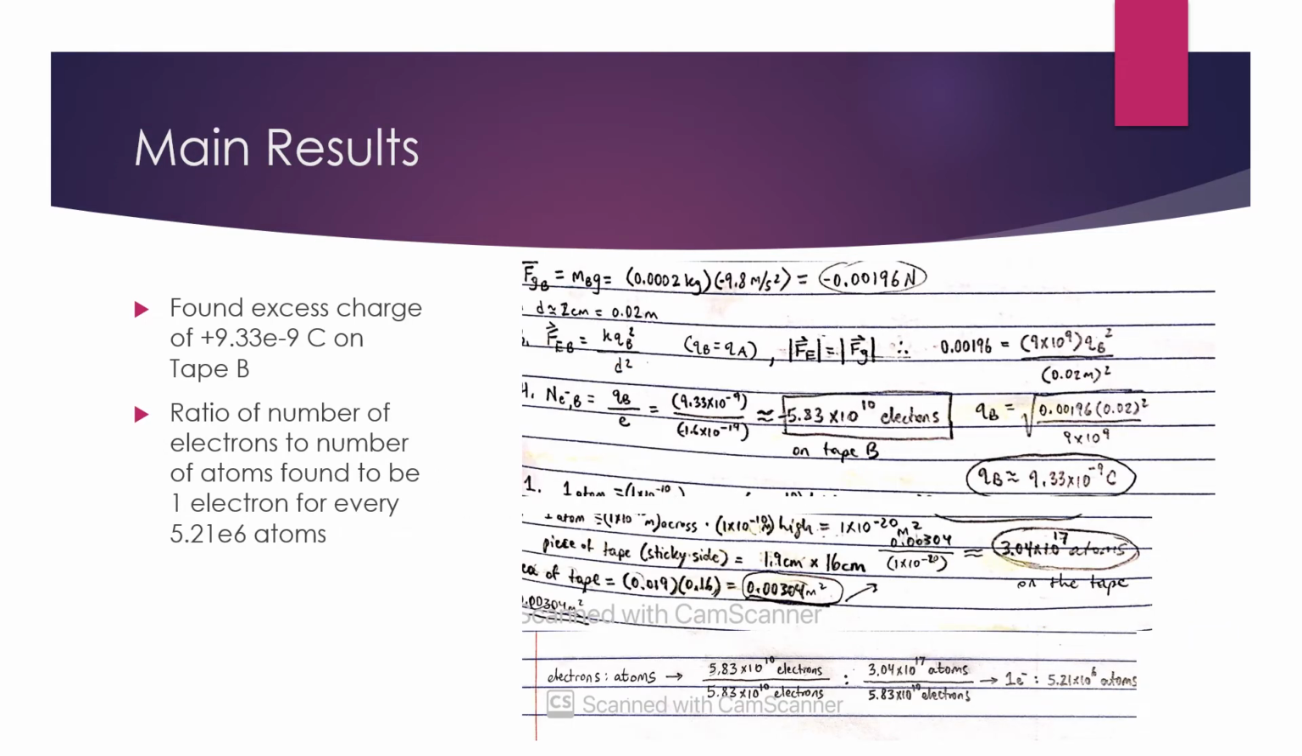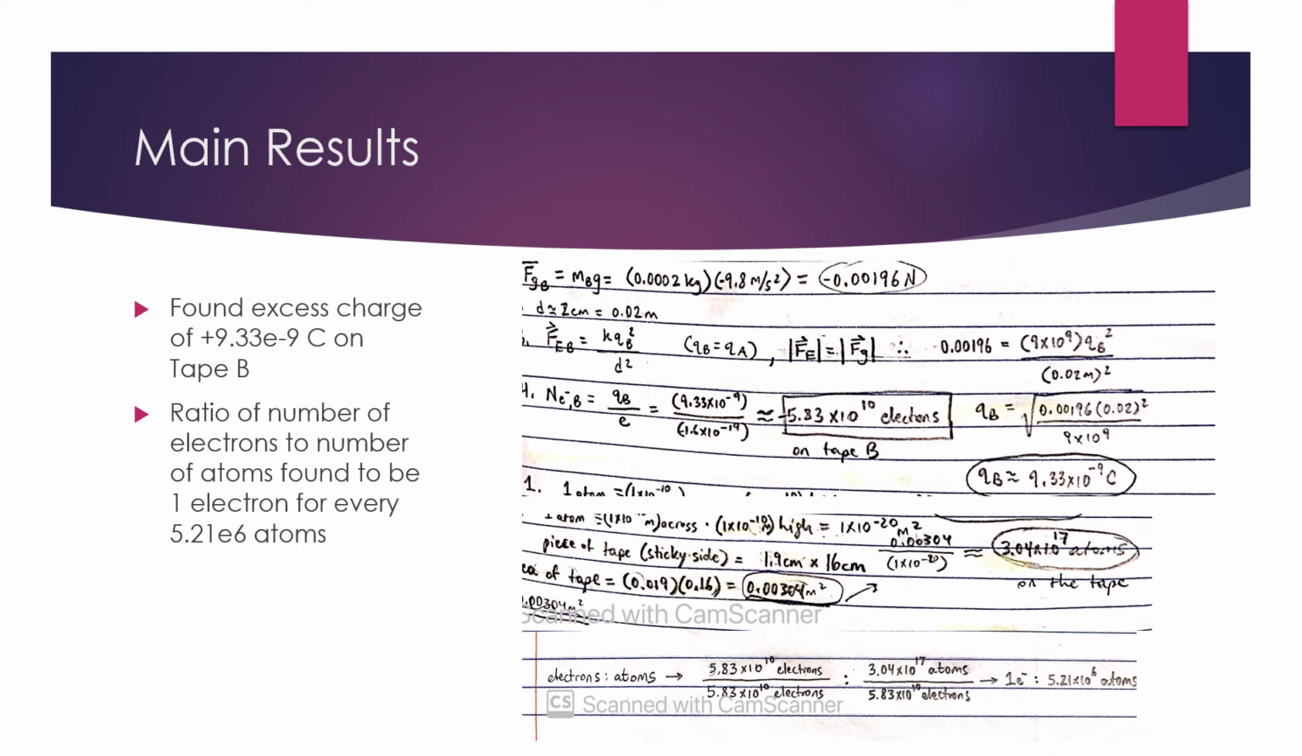Shown here are my main results from my experiments. Using the physical principles from the last slide, I was able to calculate the gravitational force of tape B and use the magnitude as the electric force. From this, I was able to calculate an excess charge of about 9.33 times 10 to the negative 9th coulombs on tape B.